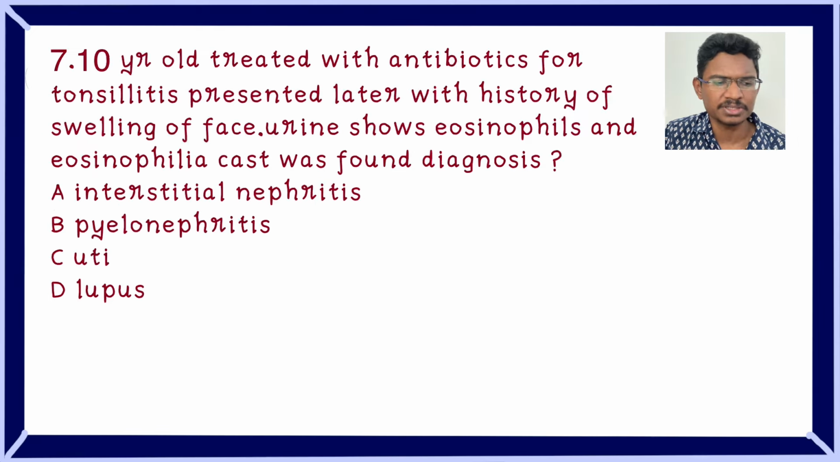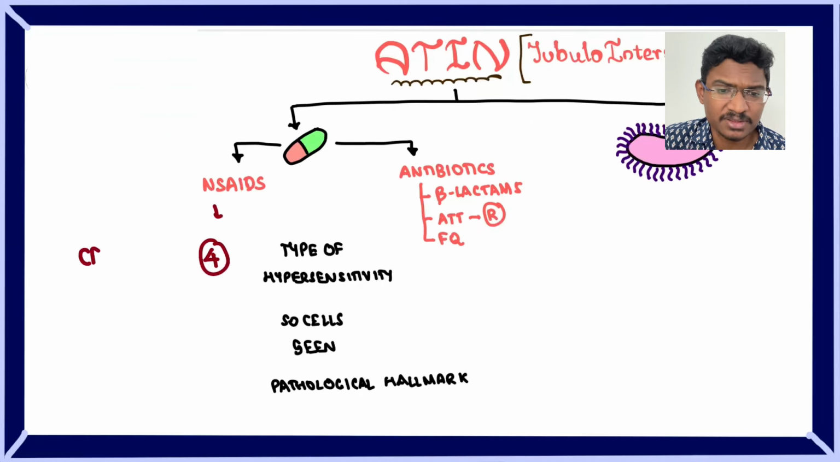A 10-year-old patient treated with antibiotics for tonsillitis presented later with history of swelling of face. Urine shows eosinophils and eosinophilic cast was found. Diagnosis: interstitial nephritis, pyelonephritis, UTI, lupus. Just see the options itself. They're telling he was treated with antibiotics for tonsillitis. After that the patient develops swelling of face. So something to deal with the antibiotic induced, drug induced swelling of face, and eosinophils are there. That means it is allergy happening.